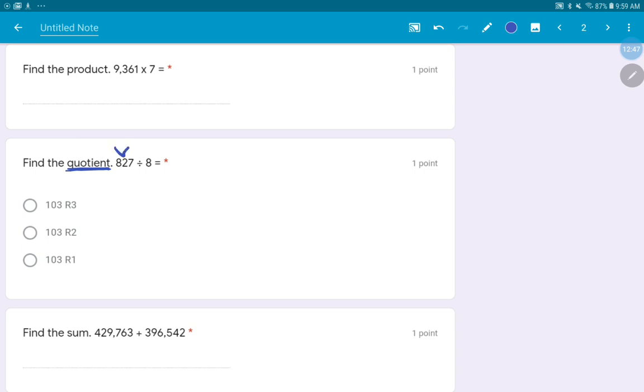So in this problem, we have 827 things total. That's the total number of things we have. And we're splitting those into how many equal groups? Cash? 8 equal groups. Okay. So let's think about how we would solve. We're just making sense of our numbers. I have 827 things, and I need to put them into 8 equal groups.